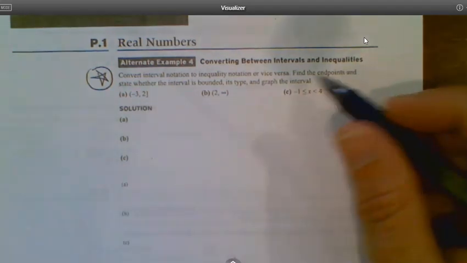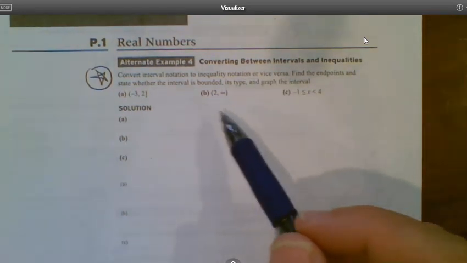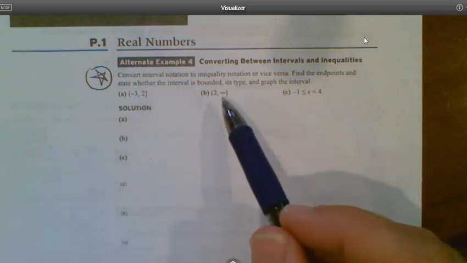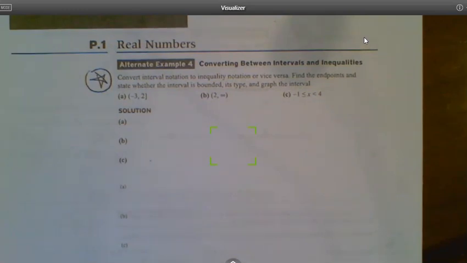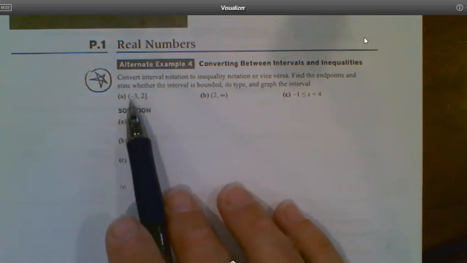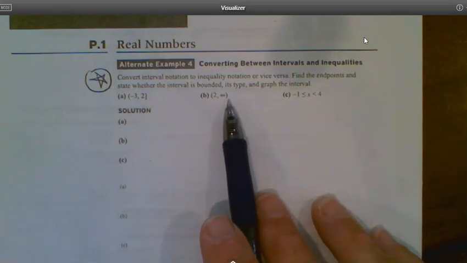So for these guys, whether it's bounded or unbounded, it just has to do with whether it actually goes to a specific number or if it goes on forever. Like there's our little infinity symbol that you can see right there. I'm going to see if I can focus that in a little bit better. See if that helps. So anyway, this one we would say is bounded, right, because it goes from -3 to 2. This one we would say is unbounded because it goes on forever in the positive direction.